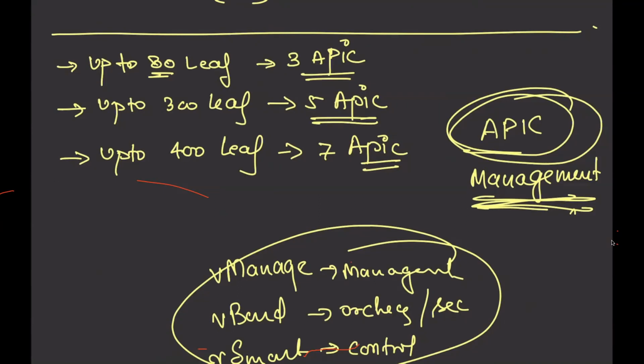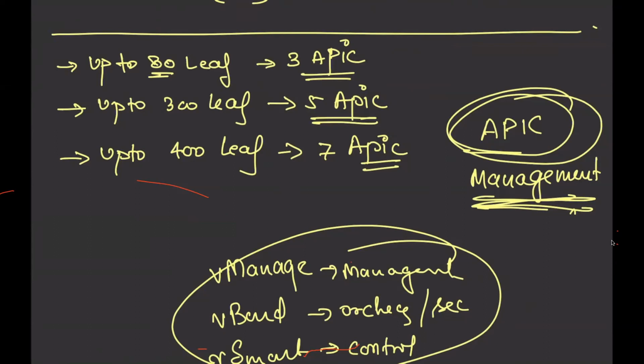So spine handles control plane, APIC handles management, and leaf handles data plane. Spine is going to handle your leaf and spine, both are going to handle control and data plane. And the management plane is going to be handled via APIC. Leaf and spines are not controllers. Your APIC is the only controller here.